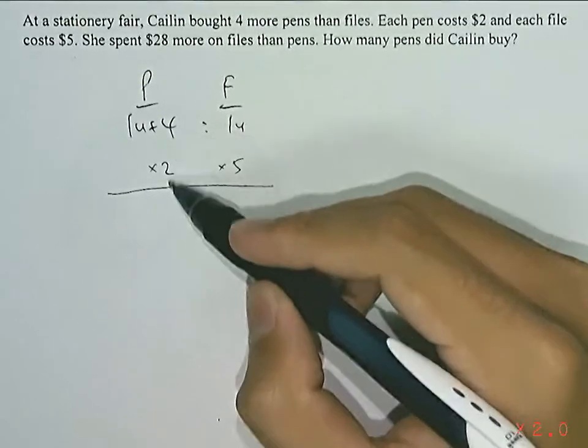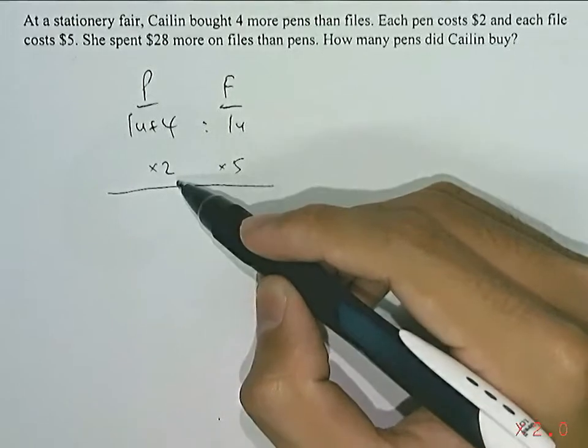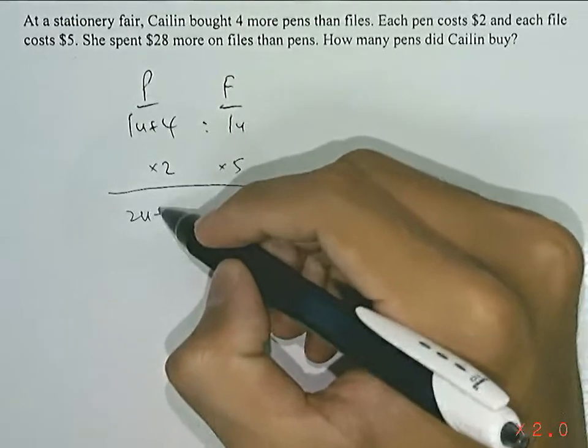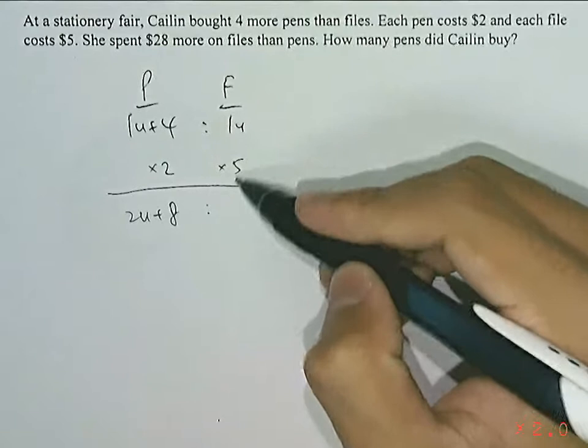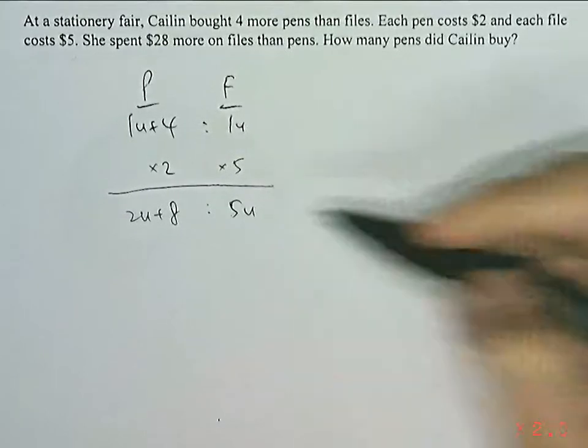Then the total cost of the pens will be 1 unit plus 4, times 2, which gives us 2 units plus 8. And the total cost of the files will be 1 unit times 5, which is 5 units.